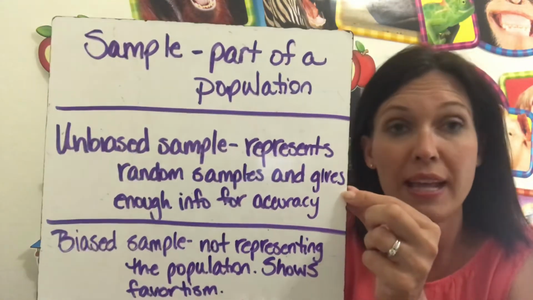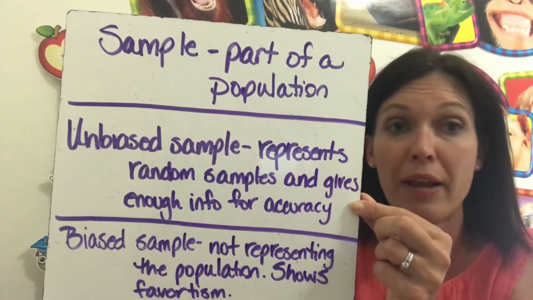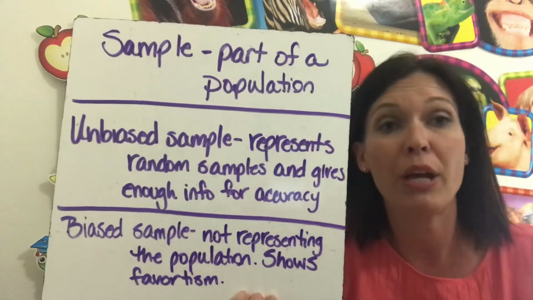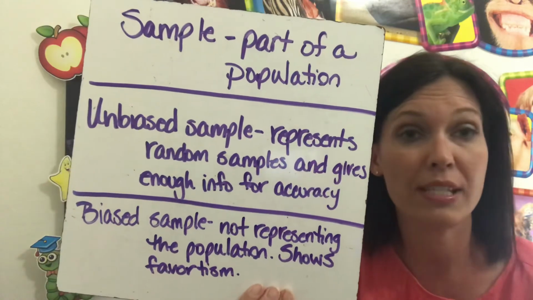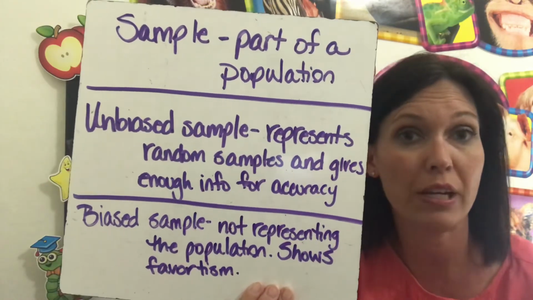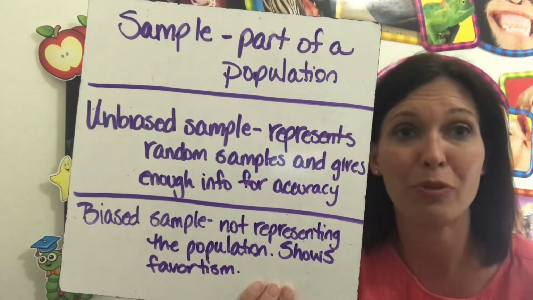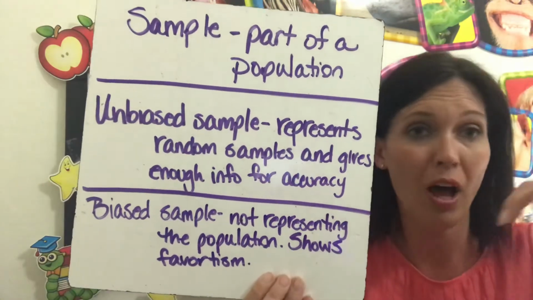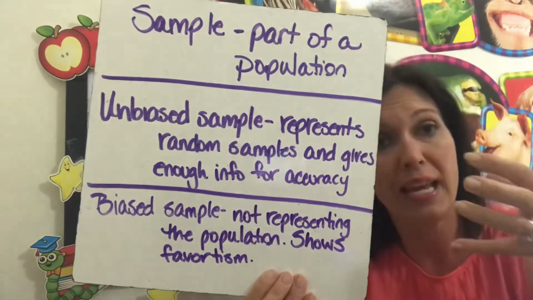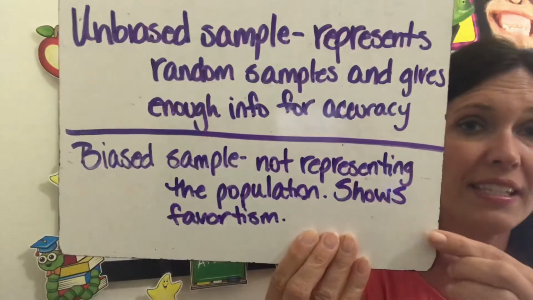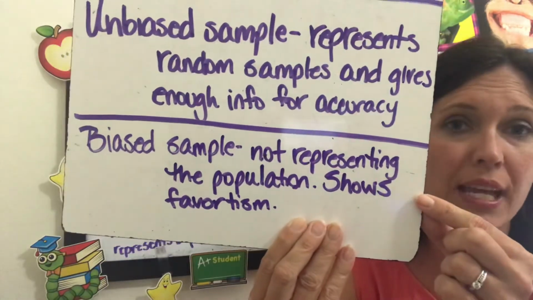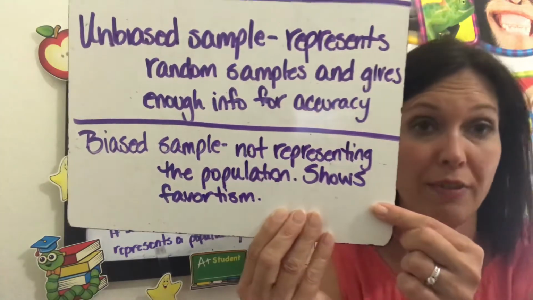So an unbiased example of students asking about ice cream would be, like I said, if I asked a certain number of students in every single state across the country, that's a pretty unbiased sample because I've asked from all over. I need to make sure I ask boys and girls. It's unbiased, okay? A biased sample is not representing the population and it shows favoritism.